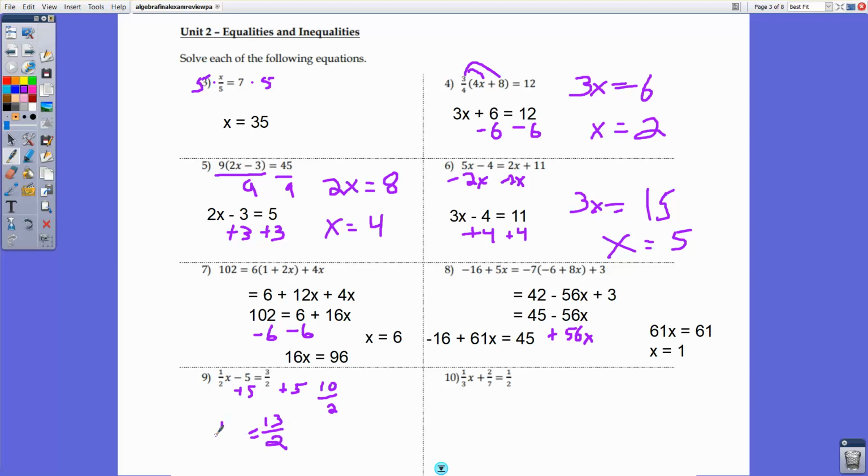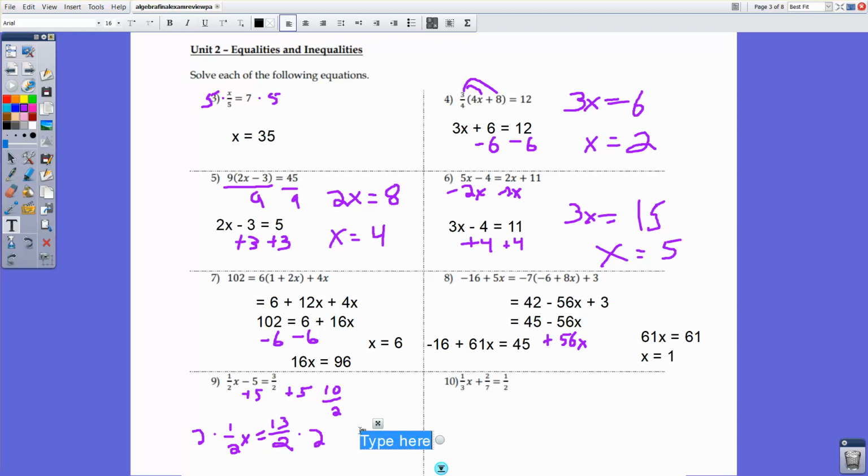And then if I want to clear that 1/2 out, the multiplicative opposite of 1/2 is 2. So if I multiply both sides by 2, that would yield 13 over 2 times 2, which is just 13. So my solution here is x equals 13. All right, and that makes sense.